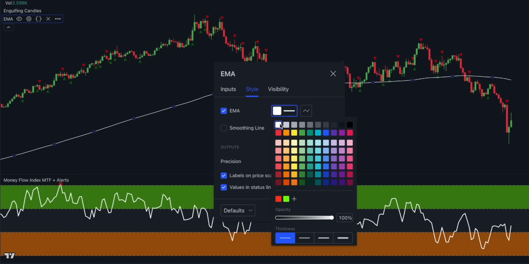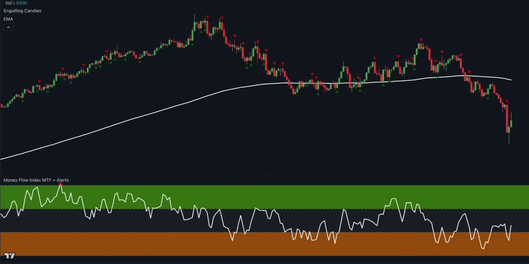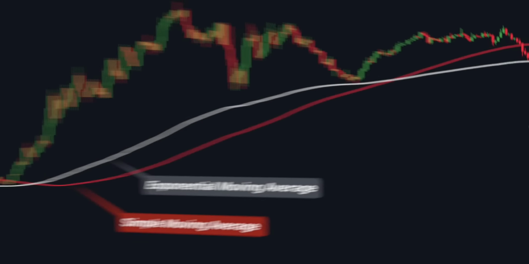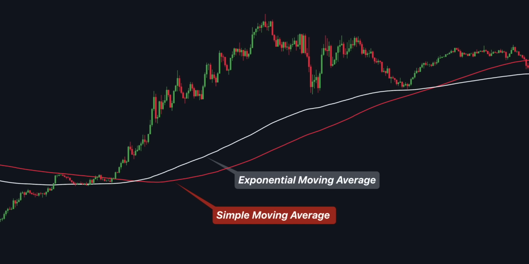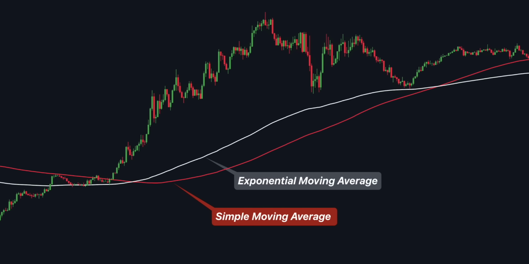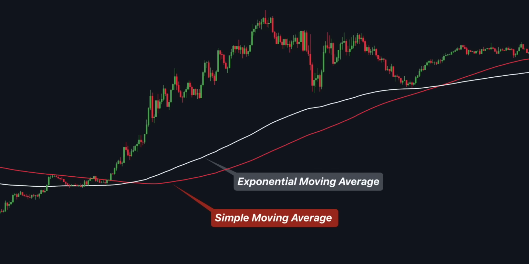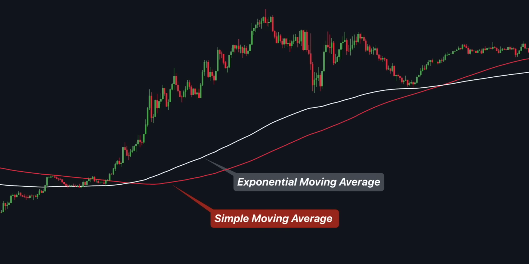The exponential moving average is a technical analysis indicator used in trading to help identify trends and potential entry or exit points in financial markets. Unlike the simple moving average, which assigns equal weight to all data points in the calculation, the EMA gives more importance to recent prices, making it more responsive to recent changes in the market.